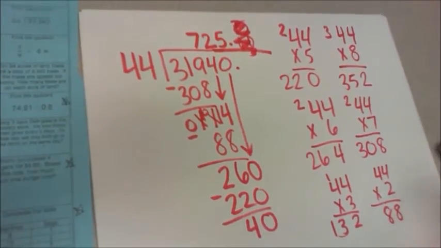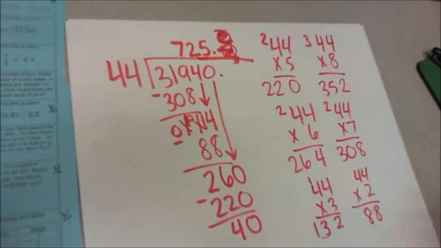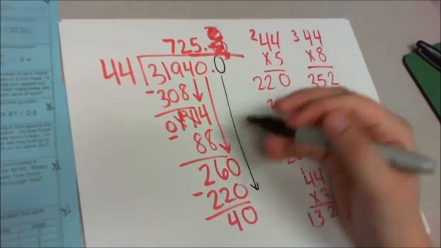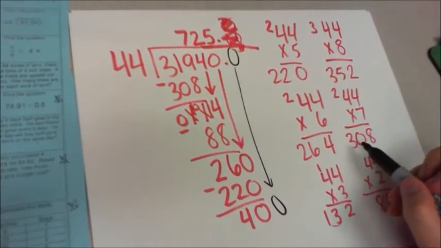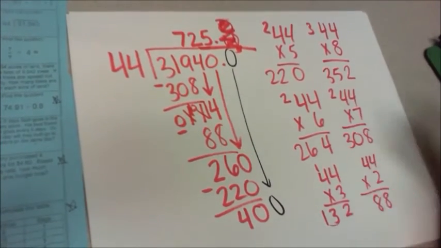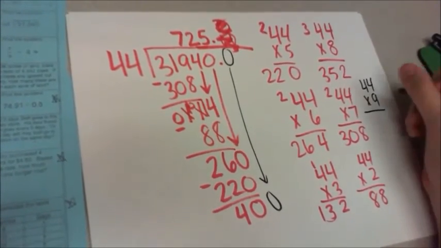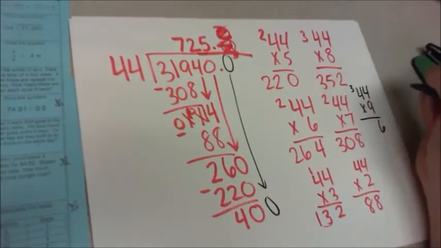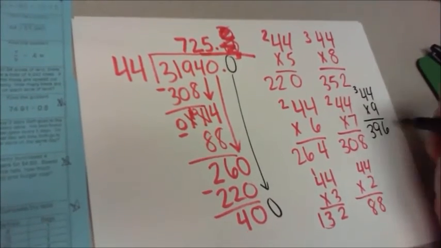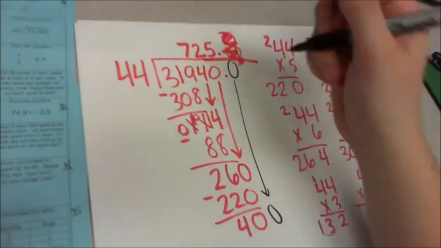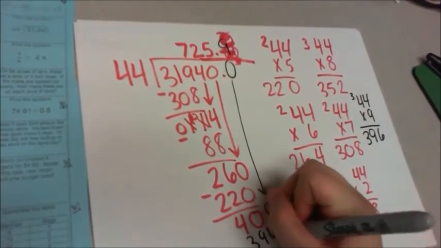Sorry about this. I'm going to switch to black so that way that blob doesn't confuse you later. Alright, so we're bringing down that 0. We haven't figured out how close 44 can get to 400 yet, because the biggest we tried so far is 8. So let's try 9. 9 times 4 is 36. Carry the 3. 9 times 4 is 36. Plus 3 is 39. So that's as close as we're going to get to 400. So let's go ahead and put that 9 on top. 9 times 44 is 396.